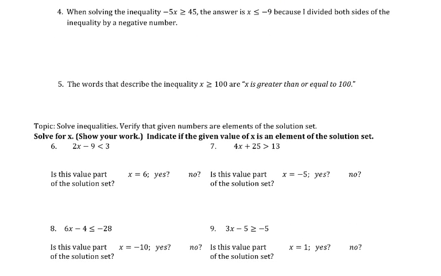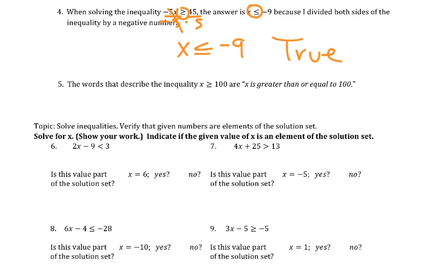4. When solving the inequality negative 5x is greater than or equal to 45, the answer is x is less than or equal to negative 9 because I divided both sides of the inequality by a negative number. So here we did divide by a negative number, and yes, when we divide by a negative number, the inequality changes direction, so that is true.